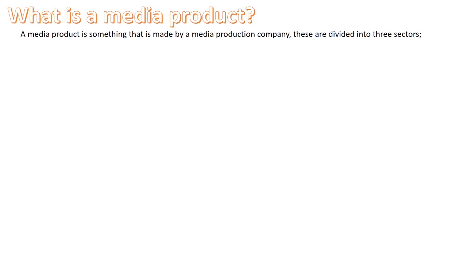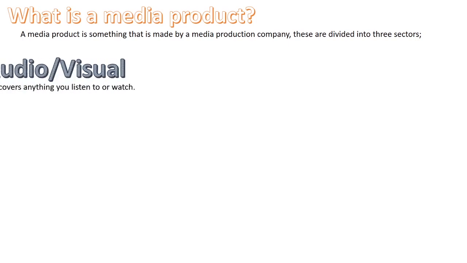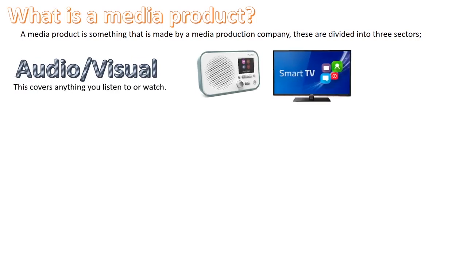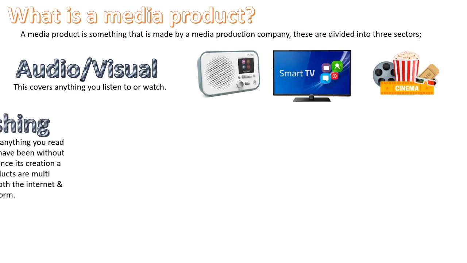So what is a media product? Okay, so you've just listed loads. They're divided into three different sectors. Firstly, audio visuals. This covers pretty much anything that you listen or watch. So you can think about anything on radio, for example. You can think anything that you watch on television, and indeed when you go and watch films at the cinema. All of those areas would be covered under audio visual sectors.